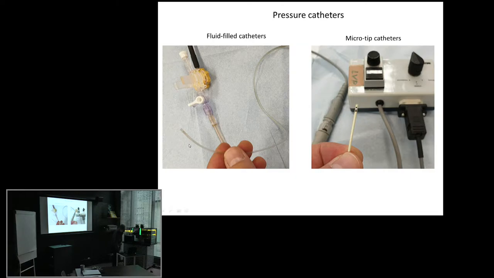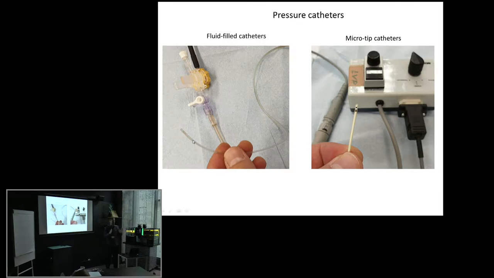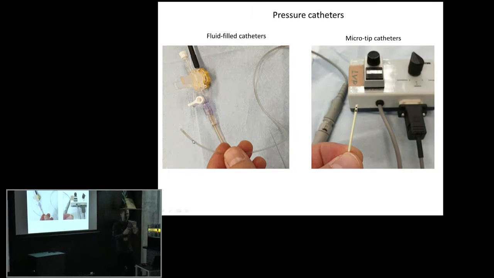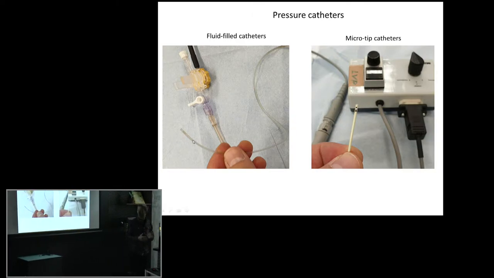But it has some limitations. One of them is that it's really hard to remove all the air bubbles in this fluid column. While fluid is incompressible and can transfer this pressure wave more or less correctly, bubbles are not incompressible. They compress easily. So when the pressure wave hits, the bubble compresses and expands and oscillates. So you get a distortion of the pressure wave that you want to measure.